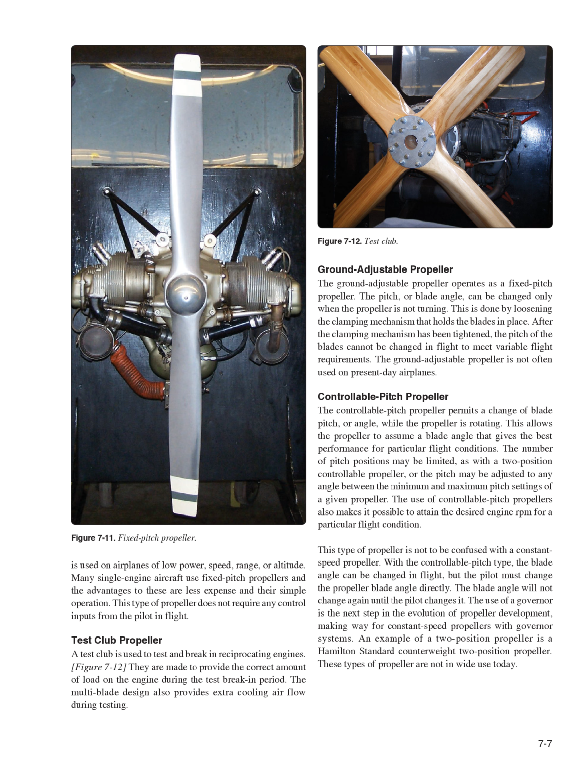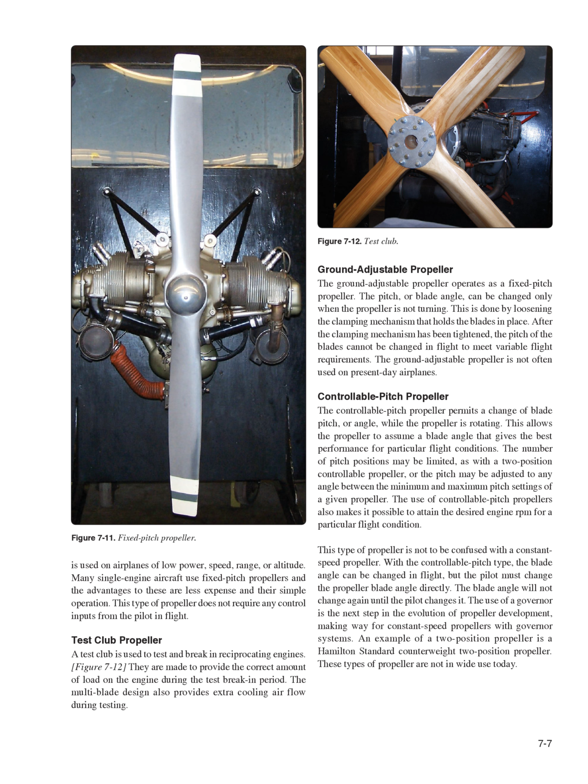Controllable pitch propeller. The controllable pitch propeller permits a change of blade pitch, or angle, while the propeller is rotating. This allows the propeller to assume a blade angle that gives the best performance for particular flight conditions. The number of pitch positions may be limited, as with a two-position controllable propeller, or the pitch may be adjusted to any angle between the minimum and maximum pitch settings of a given propeller. The use of controllable pitch propellers also makes it possible to attain the desired engine RPM for a particular flight condition. This type of propeller is not to be confused with a constant speed propeller.